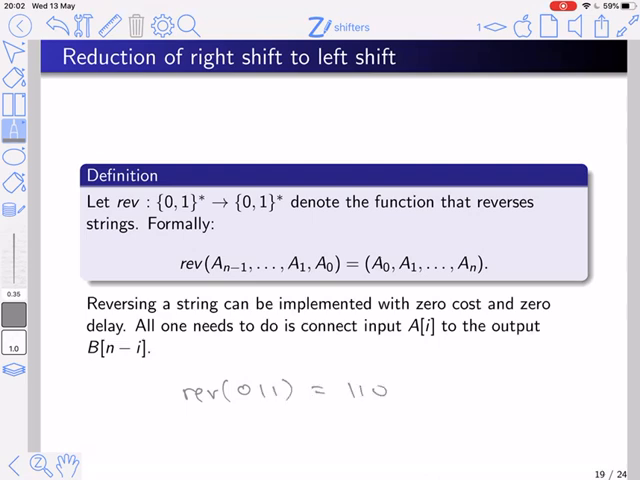Okay, and hardware for performing reversal has 0 cost and 0 delay, because all you need to do, if you have x0, x1, and x2, and you want the outputs y0, y1, and y2, is connect these wires like that, and there's 0 cost and 0 delay. Good.